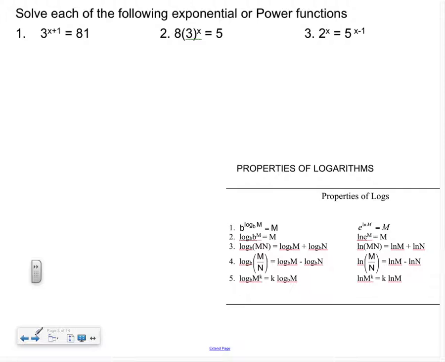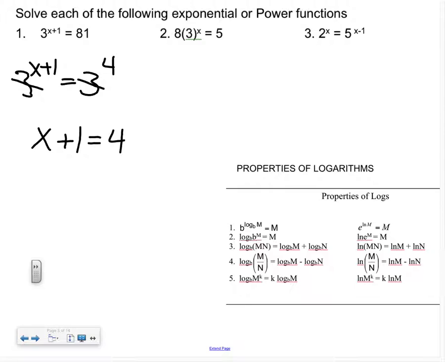This is what we did in the last unit. So I have 3 to the x plus 1. 81 is 3 to what power? 4. So now I can cancel the 3's, and I have x plus 1 equals 4. Is that right? And you subtract your 1, and you get x is 3. So if you can write them as powers of the same base, that's easy to do, and you should do so.